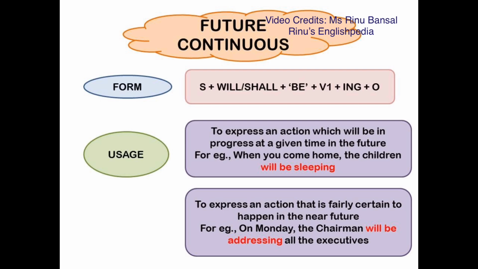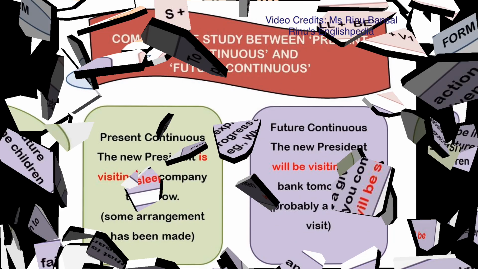This means that in order for one action to be in progress at a given time, some time reference has to be given. It is also used to express an action that is fairly certain to happen in the near future. For example, on Monday, the chairman will be addressing all the executives.